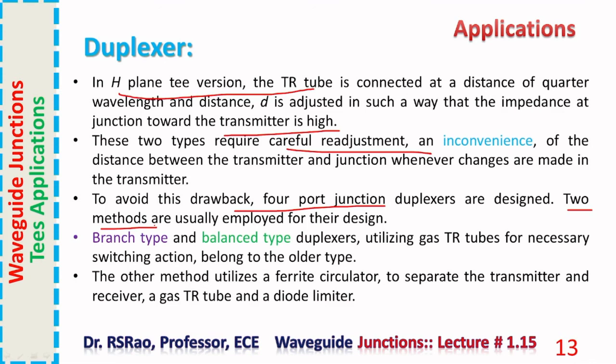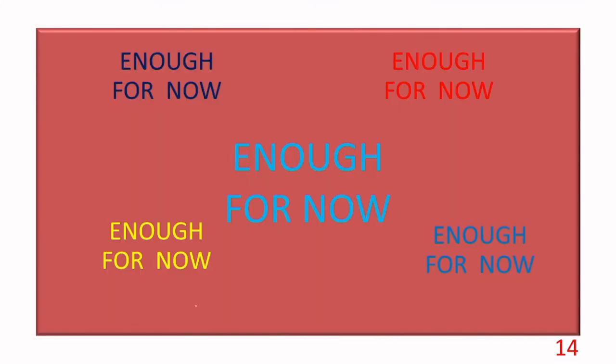These two fall into one method where gas TR tubes are used for the necessary switching action. In the other method, a ferrite circulator is used to separate the transmitter and receiver. It also uses a gas TR tube and a diode limiter. These are the things which I want to share with you for right now.